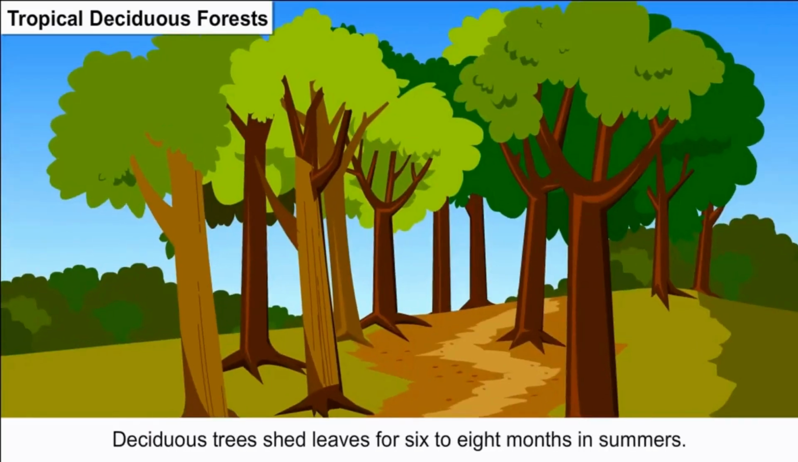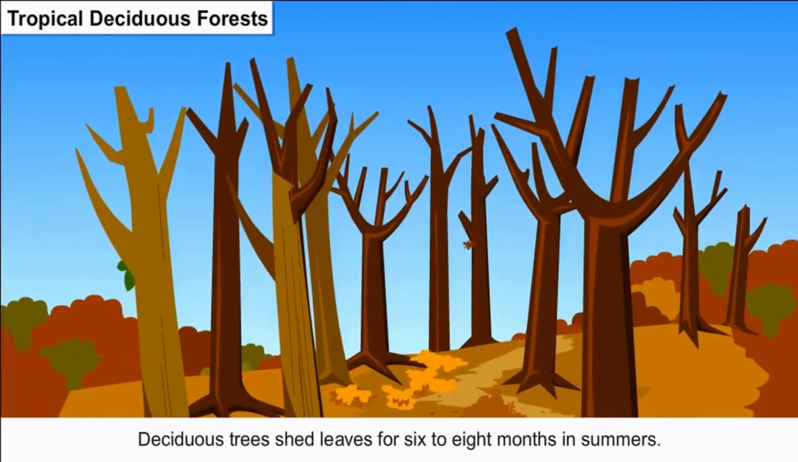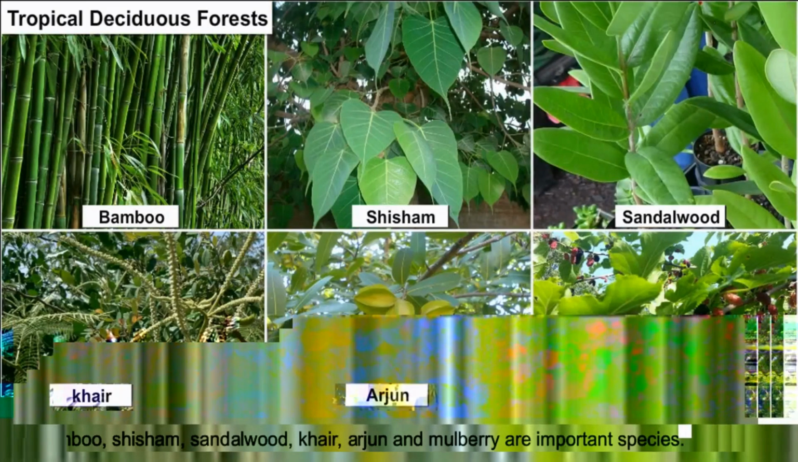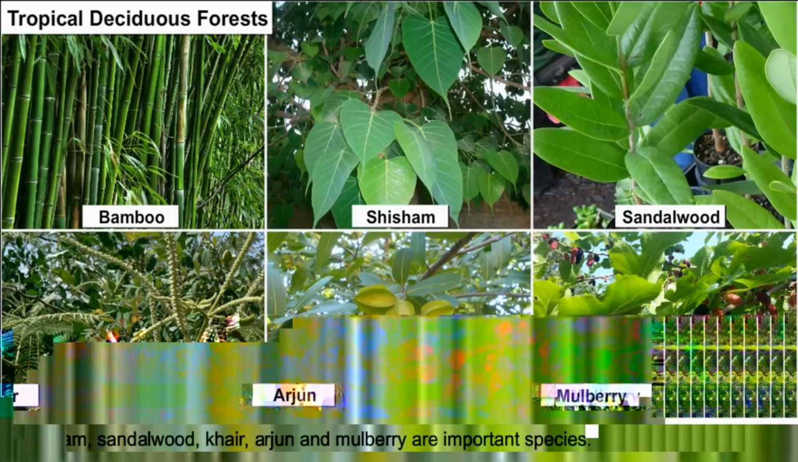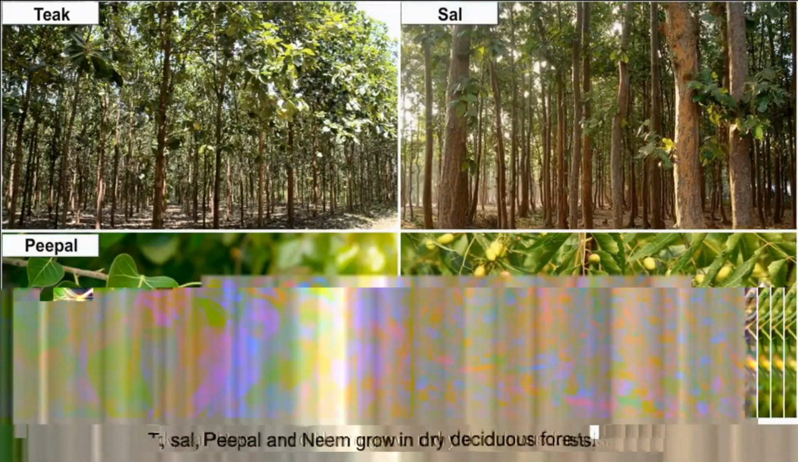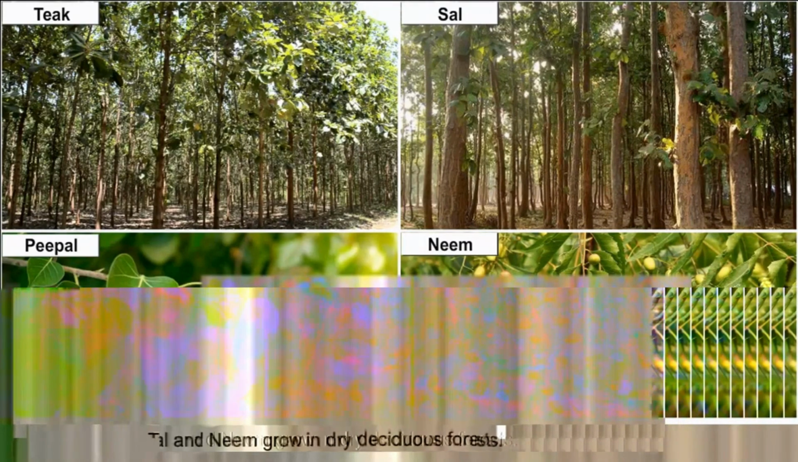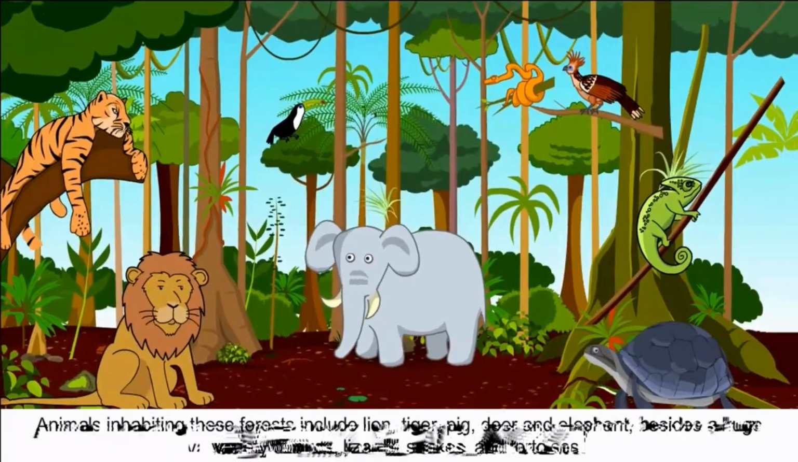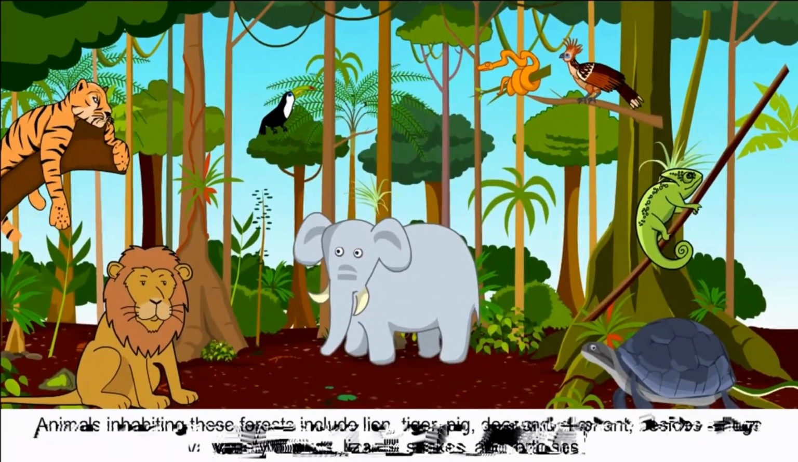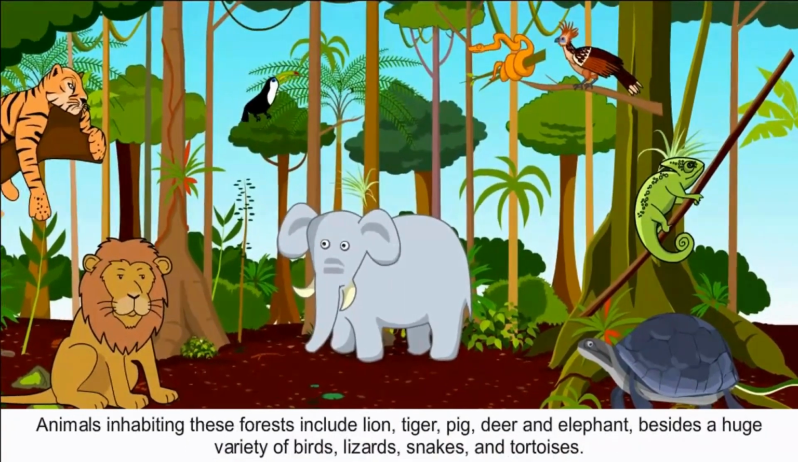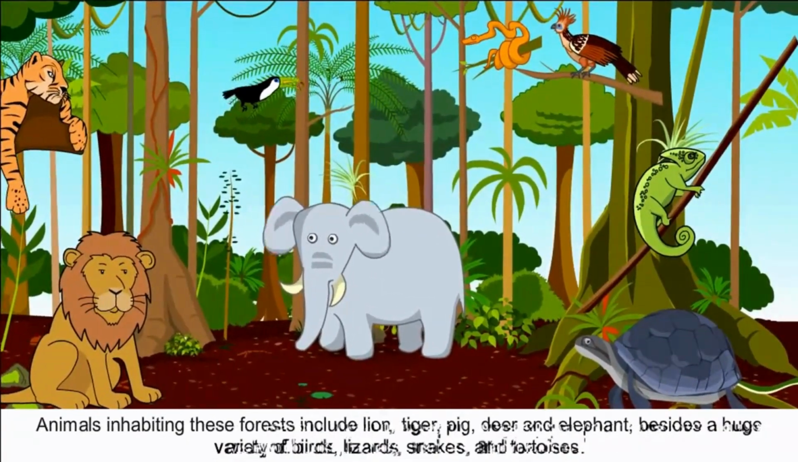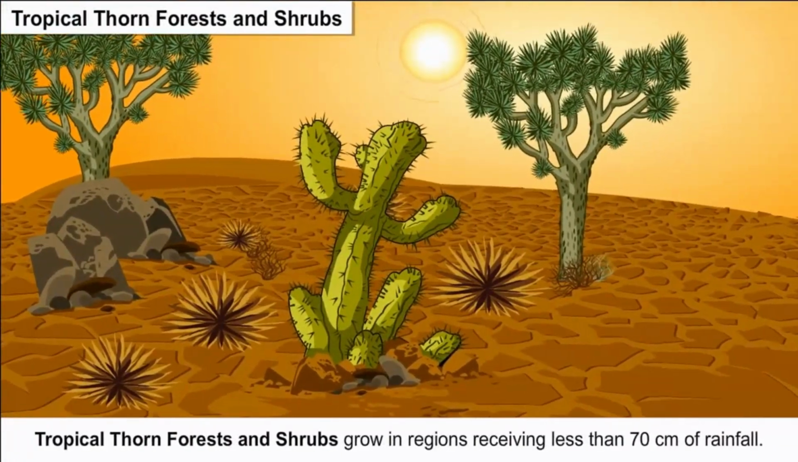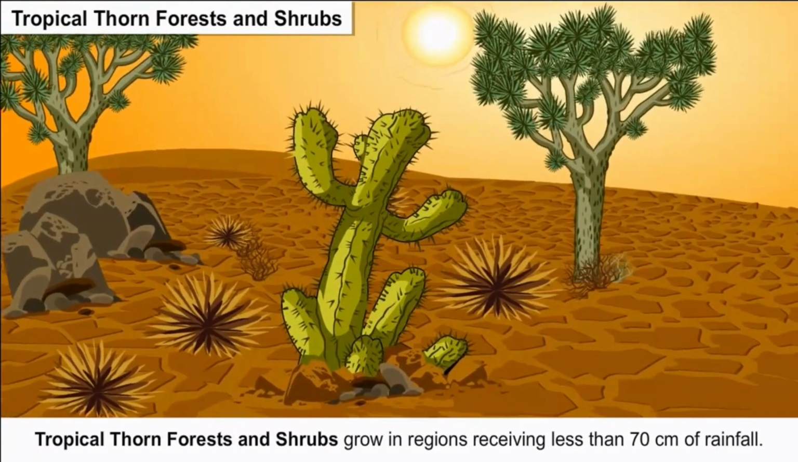Deciduous trees shed leaves for 6 to 8 months in summers. Bamboo, shisham, sandalwood, kher, arjun and mulberry are important species. Teak, sal, peepal and neem grow in dry deciduous forests. Animals inhabiting these forests include lion, tiger, pig, deer and elephant, besides a huge variety of birds, lizards, snakes and tortoises. 3. Tropical thorn forests and shrubs grow in regions receiving less than 70 centimeters of rainfall.